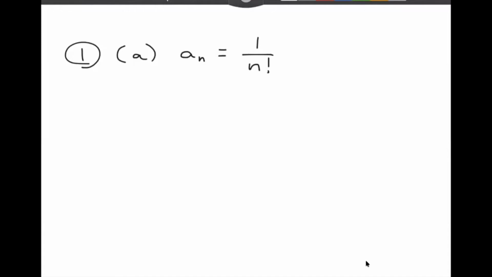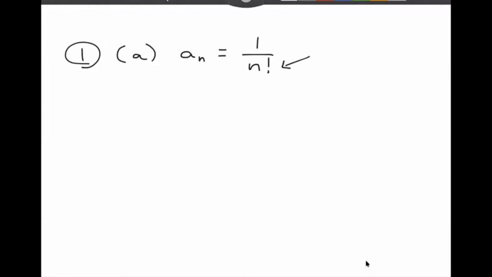All right, just in case you're not familiar with this notation, this is usually not read a sub n equals 1 over n. All right, sorry, I have to make that joke every time I introduce this notation.